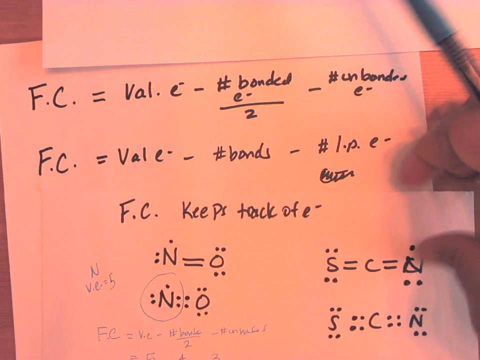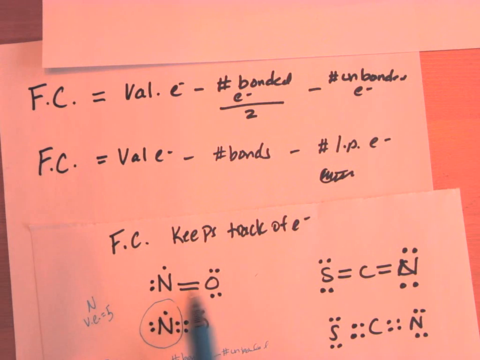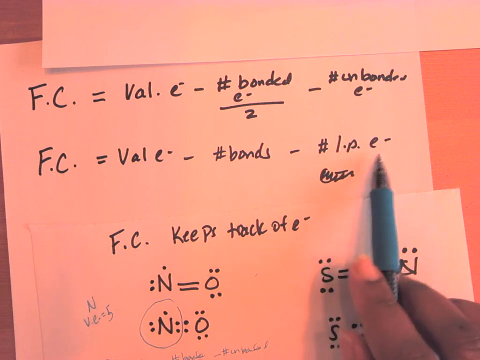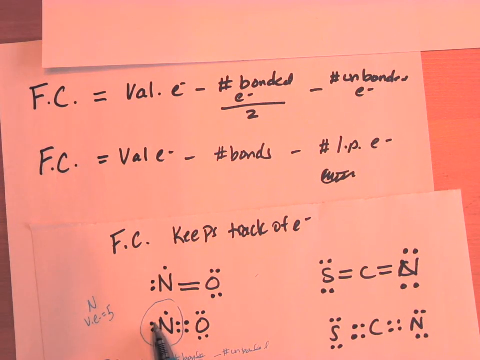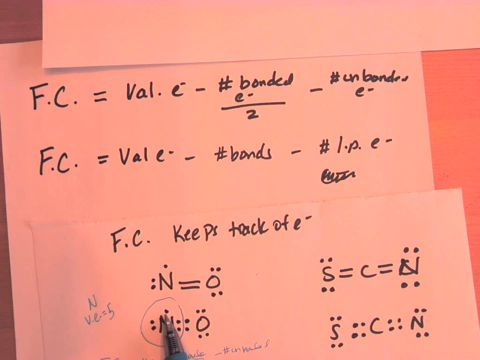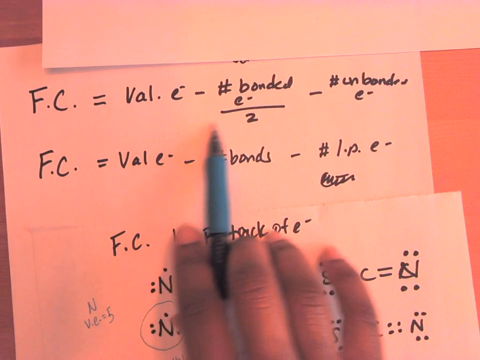Each bond has 2 electrons, so by just counting the bonds, you're already dividing it by 2. And the other thing with this equation is it says number of lone pair electrons. Well, that would be easy enough for this lone pair. This is a lone pair, but what about this unpaired electron? You have to count that as well.